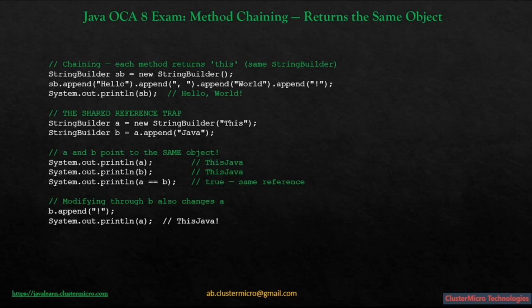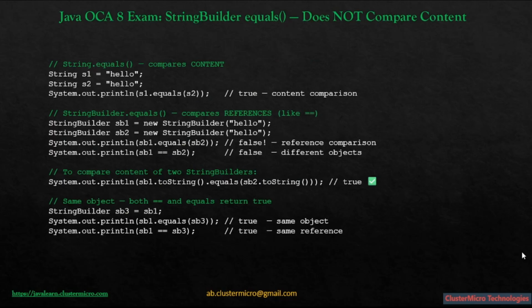So StringBuilder equals does not compare content. First, String equals does a content comparison. If we have String s1 equal to hello and String s2 equal to hello, and we do System.out.println s1.equals(s2), is this true? String overrides the equals method from Object. It replaces the default behavior with a character by character content comparison. s1 and s2 both hold hello, same 5 characters in the same order. So equals returns true. Whether they are the same object or different objects doesn't really matter. Content is all that counts.